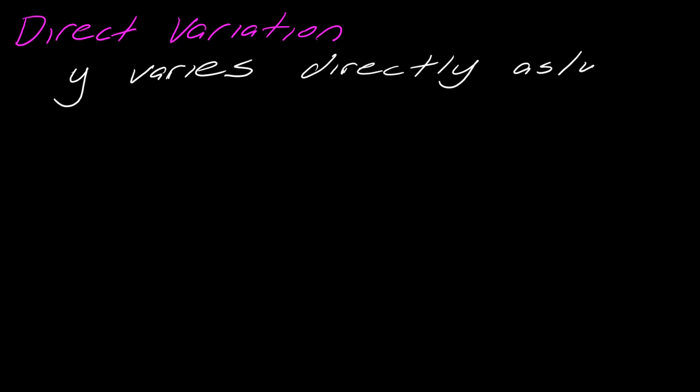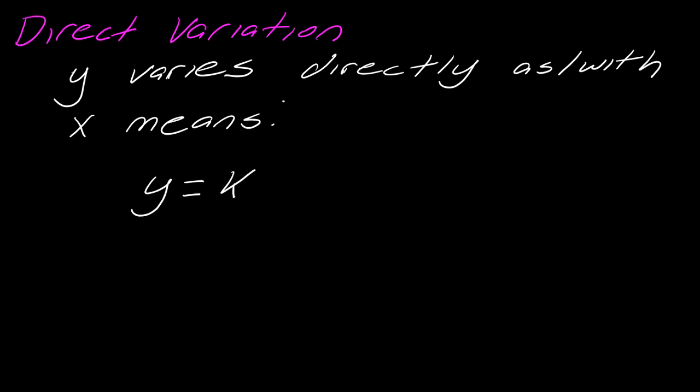These have a very specific flow to the definition. It always starts with y varies, and then whatever type of variation we're talking about comes next. So y varies directly, and we can say either as or with x means y equals kx, where this k is a constant. We call it the constant of variation.